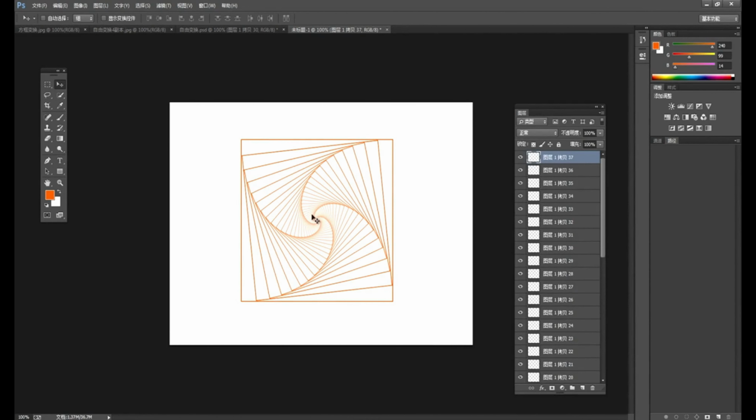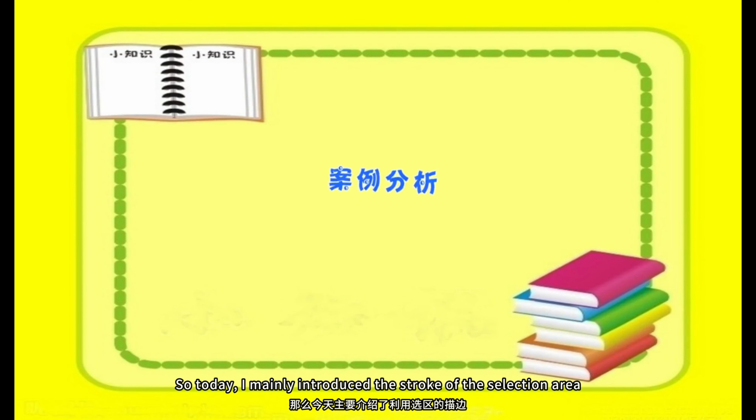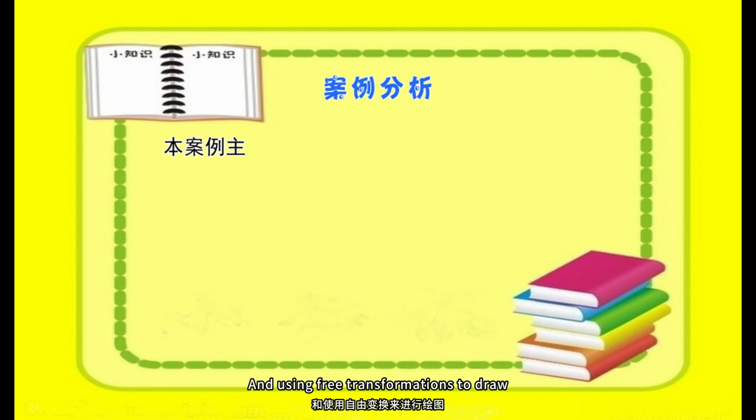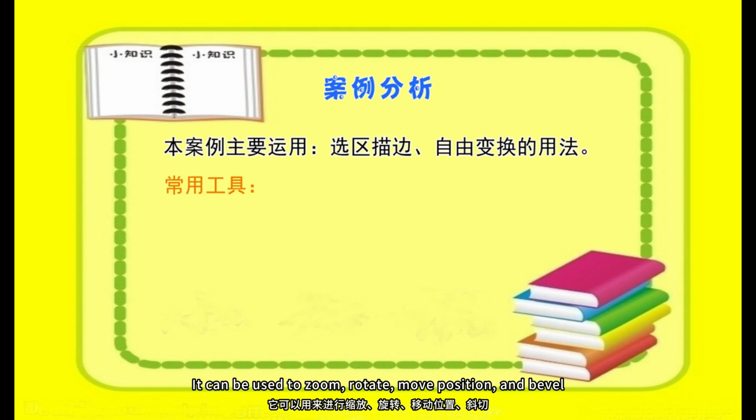Alright. Do you think it's amazing? Let me give you a summary of today's operation. So today, I mainly introduced the stroke of the selection area, and using free transformations to draw. While the most commonly used tool is the free transformation tool, Ctrl plus T can be used to zoom, rotate, move position, and bevel.